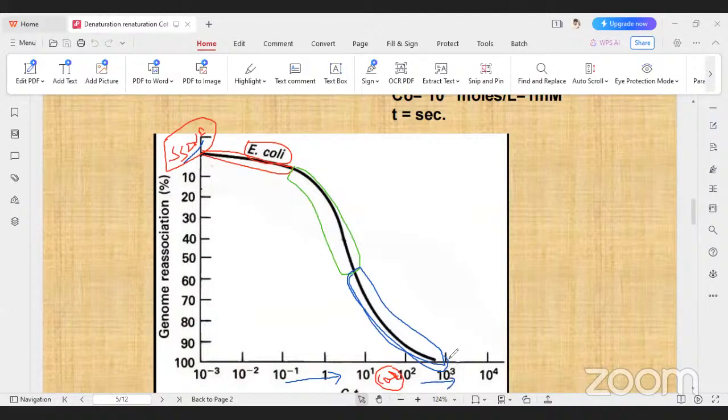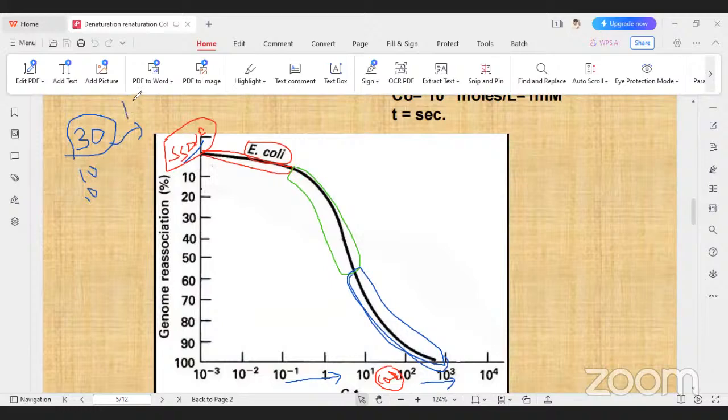Hello? Thirty repetitive DNA, 10 moderate, 10 low. In this, the first 10 immediately reassociated. Then how many single copies remain? How many single copies remain? Hello?